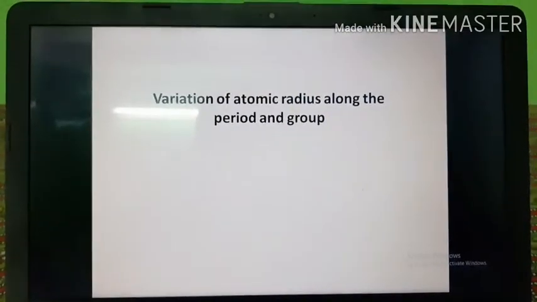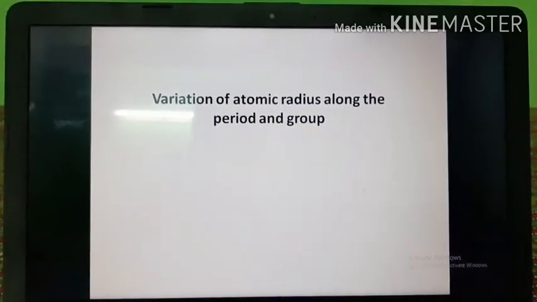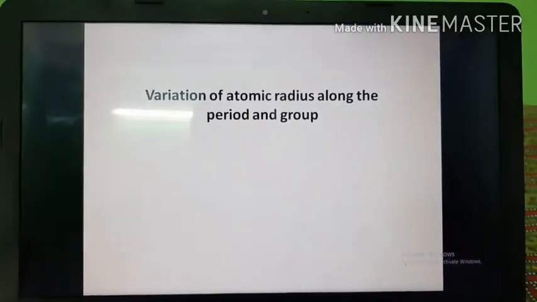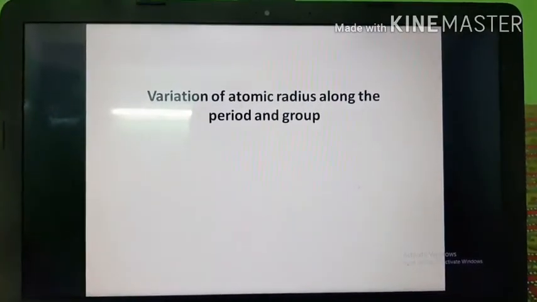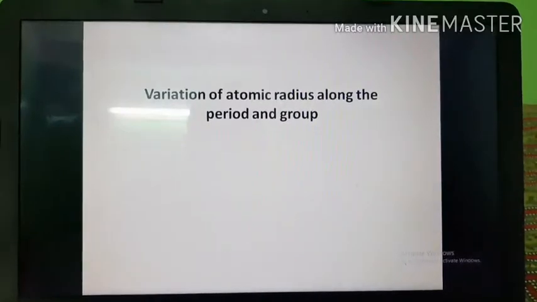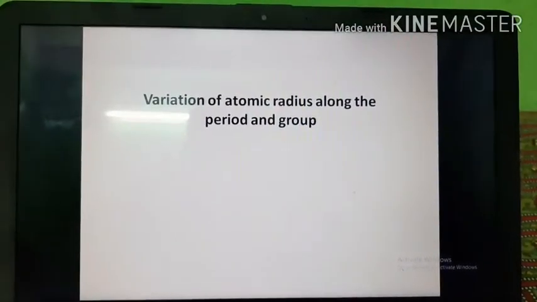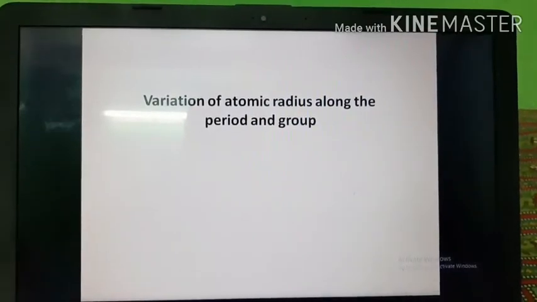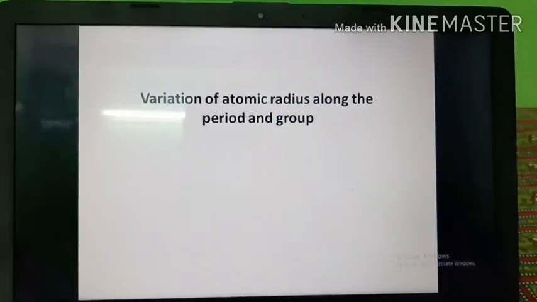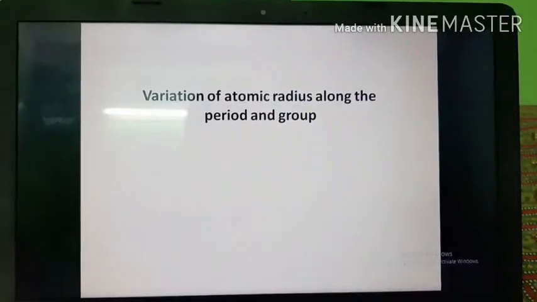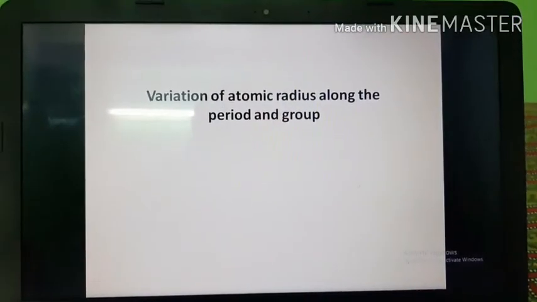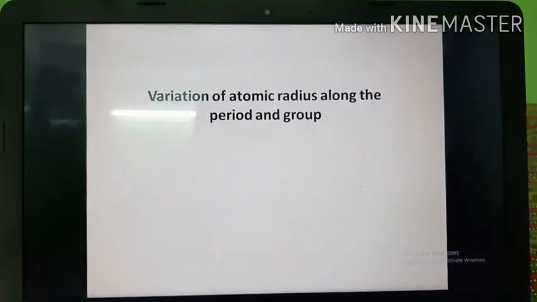Now if we move from top to bottom, what will happen? If we move from top to bottom in a group, then the atomic radius will increase. Because if we move from the second period to the third period, one extra shell is added, and this extra shell will increase the atomic radius of the elements.